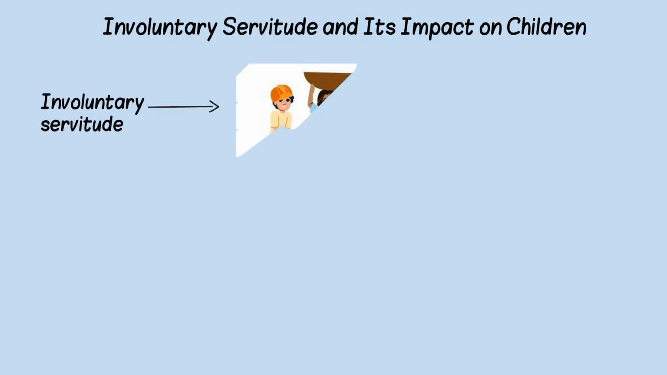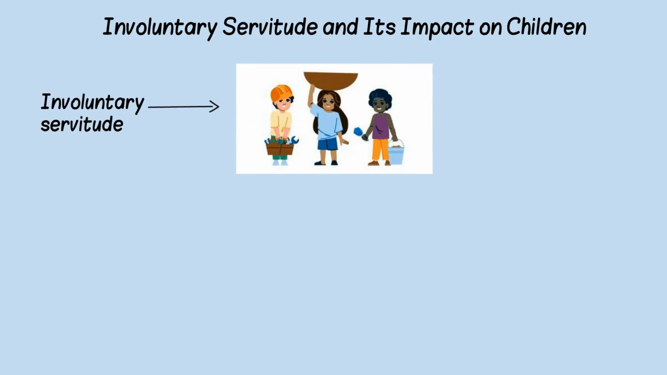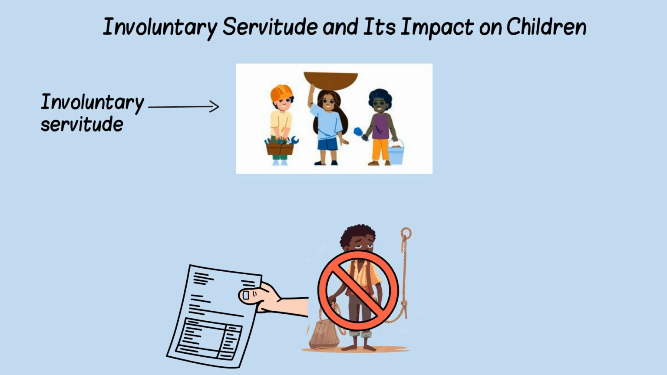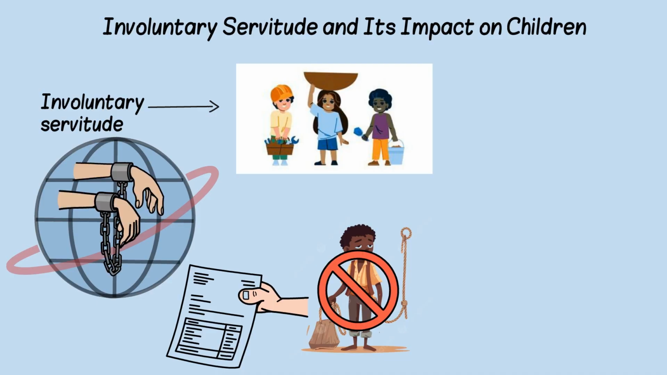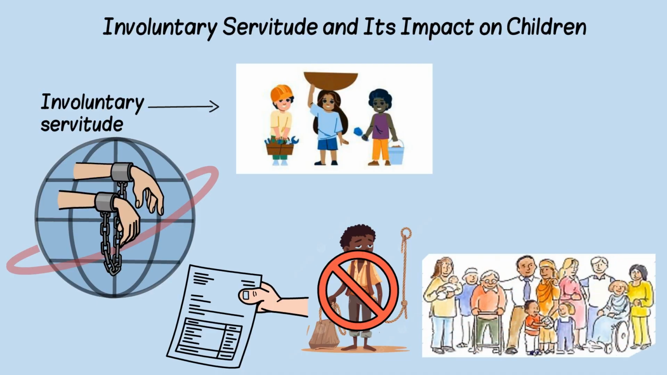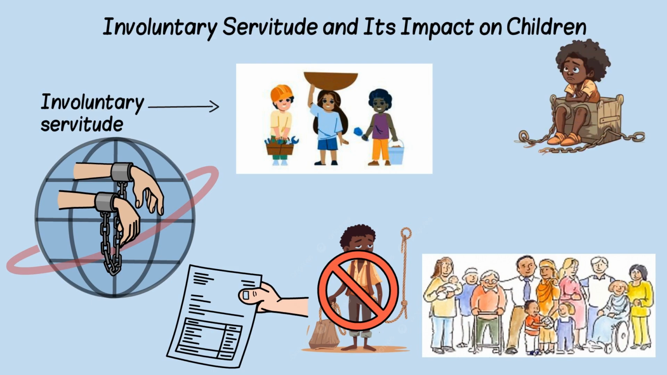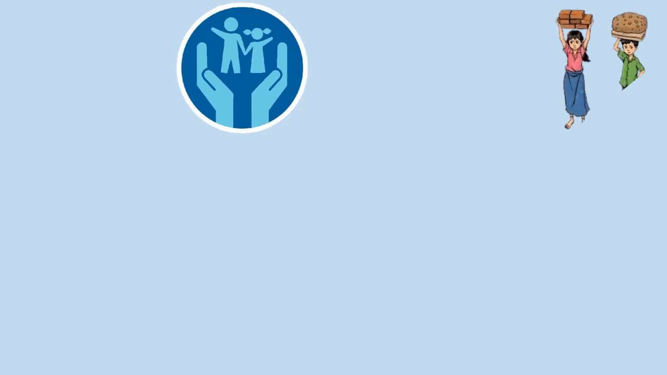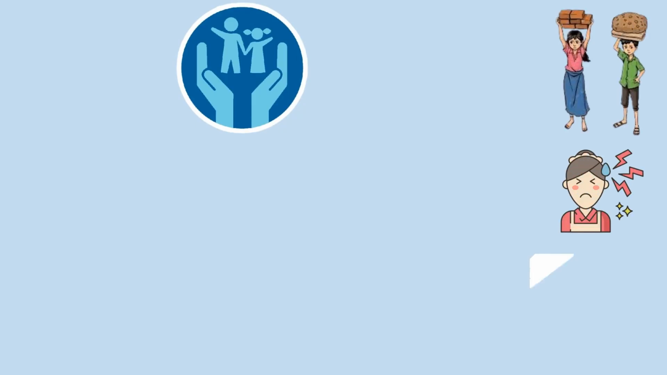Involuntary servitude refers to a condition in which individuals are forced to work against their will under the threat of punishment or coercion. This concept, often associated with slavery, is prohibited under the 13th Amendment of the United States Constitution. Despite its legal prohibition, involuntary servitude persists in various forms worldwide, disproportionately affecting vulnerable populations, including children. For children, involuntary servitude manifests in exploitative practices such as child labor, trafficking, and domestic servitude. These practices strip children of their fundamental rights, subjecting them to dangerous working conditions, physical abuse, and psychological trauma.